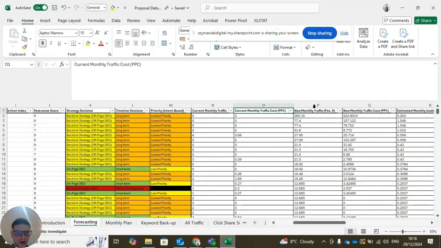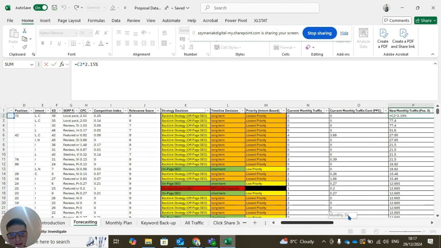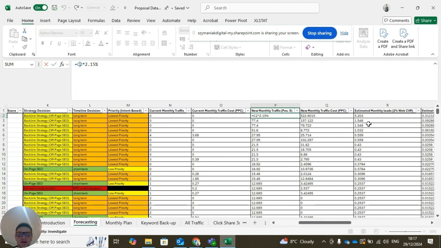Right. So moving to part two, we said that the new monthly traffic would be calculated based on the fact that we estimated that for each query we would be able to, on average, position ourselves as number five on the search engine result pages. For some queries we would rank higher than others, and we said the monthly search volume for each keyword would be multiplied by the click-through rate, so a 2.15% click-through rate.